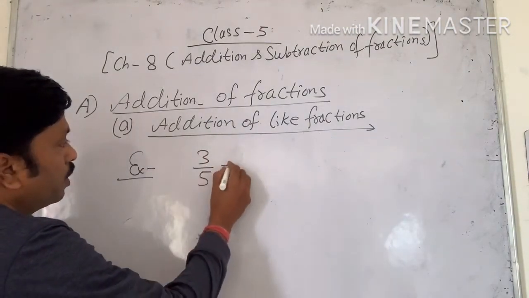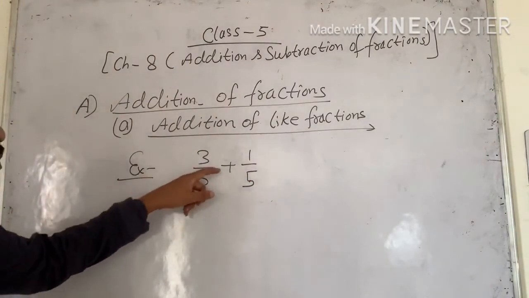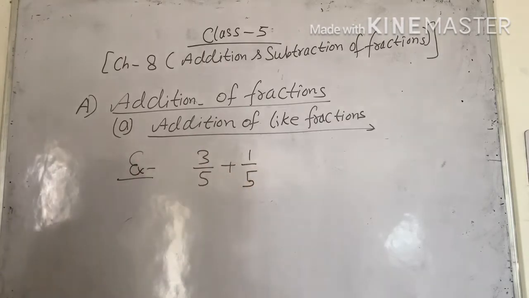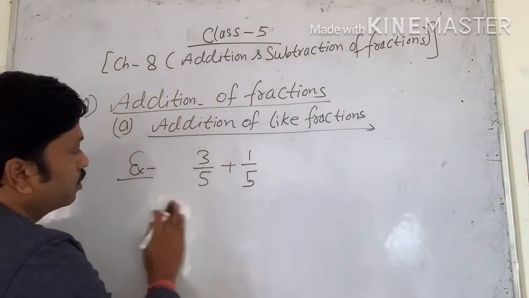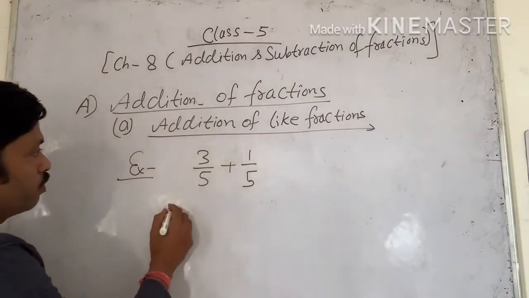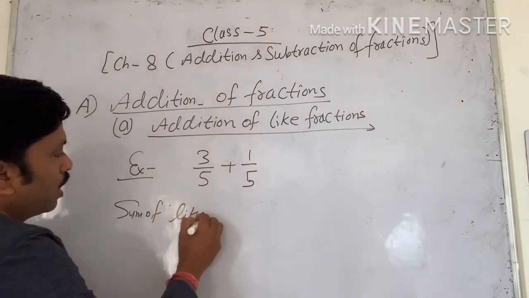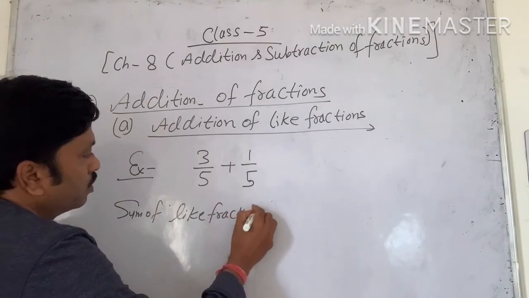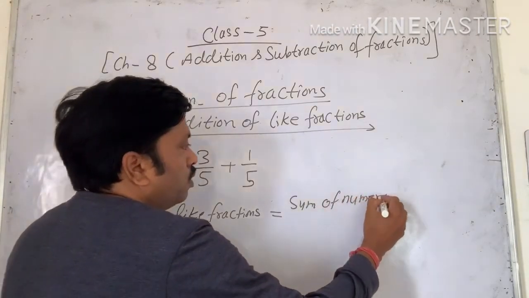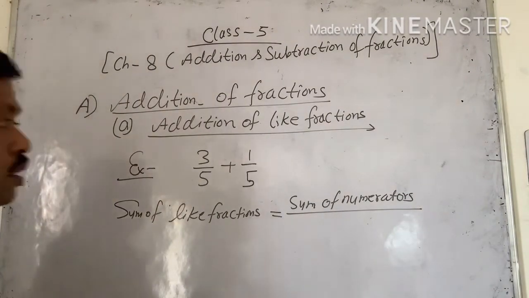Let us take an example: 3 by 5 plus 1 by 5. Here 3 by 5 and 1 by 5 are like fractions. How can we add them? The formula is: the sum of like fractions is equal to the sum of numerators over the common denominator.